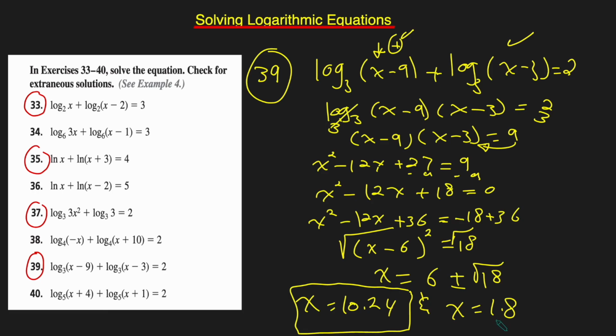Let's check the other one, x equals 1.8. Aha. If I put 1.8 minus 9, I'm going to end up with a negative. So right away, we don't even have to check the second one. This is not applicable. So my solution is just x equal to 10.24.